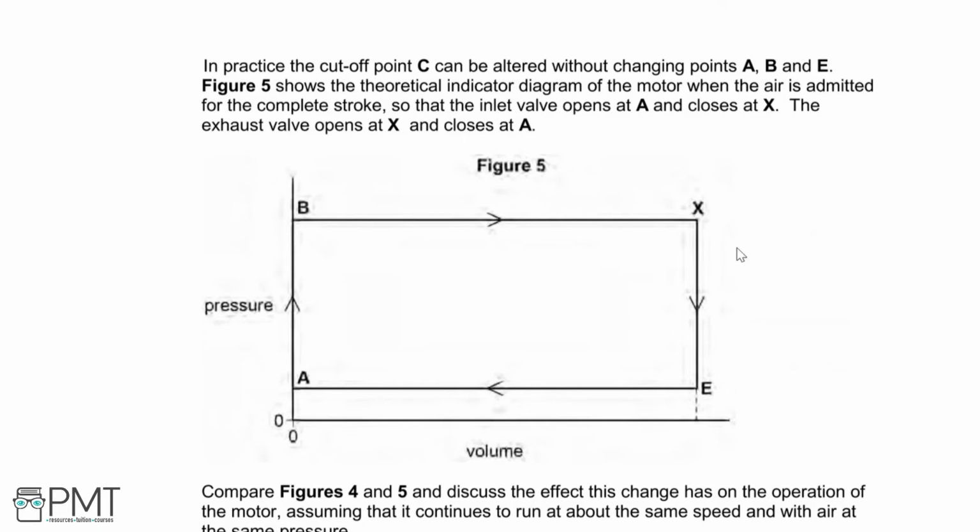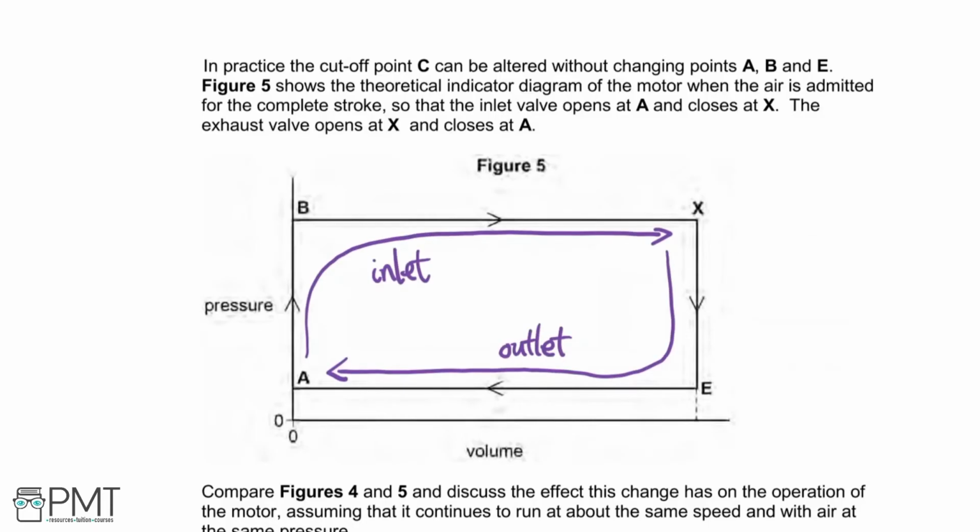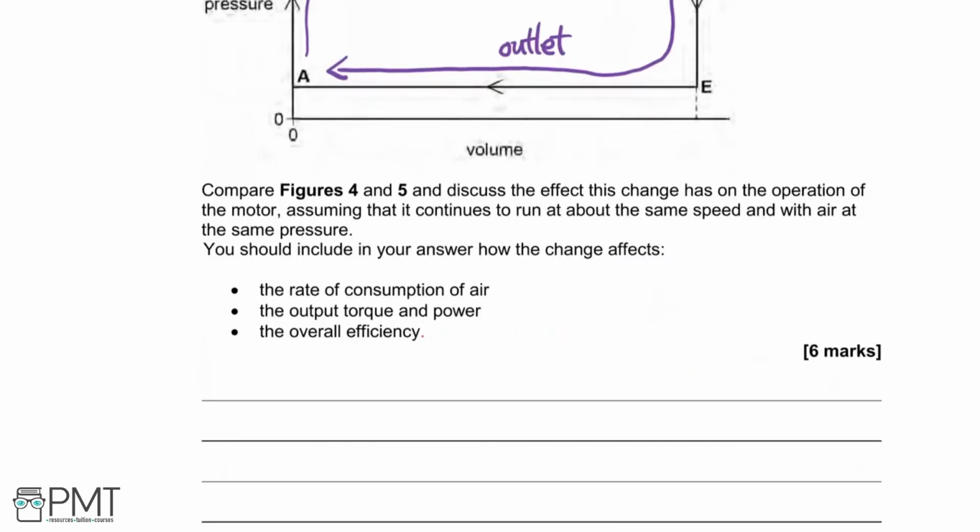So the first thing that we can say about this diagram is that from A to X, we're talking about an inlet. From X to A, we're talking about an outlet. That's going to be useful later. Compare figures 4 and 5 and discuss the effect this change has on the operation of the motor, assuming that it continues to run at about the same speed and with air at the same pressure.